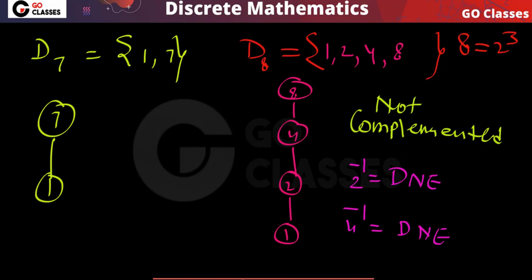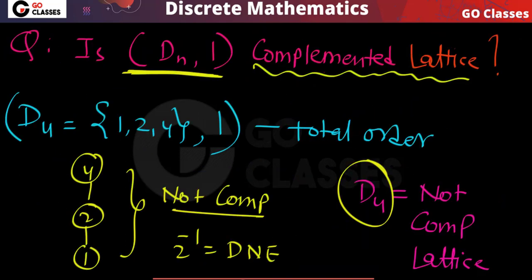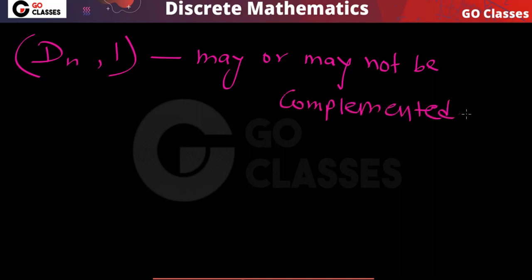So the question is, can I say Dn is complemented? You can notice that some of them are complemented, some of them are not. If I ask you whether Dn with divides is complemented, it may or may not be. Whether it is complemented or not depends on n. Depending on n, this will be either complemented or not complemented.